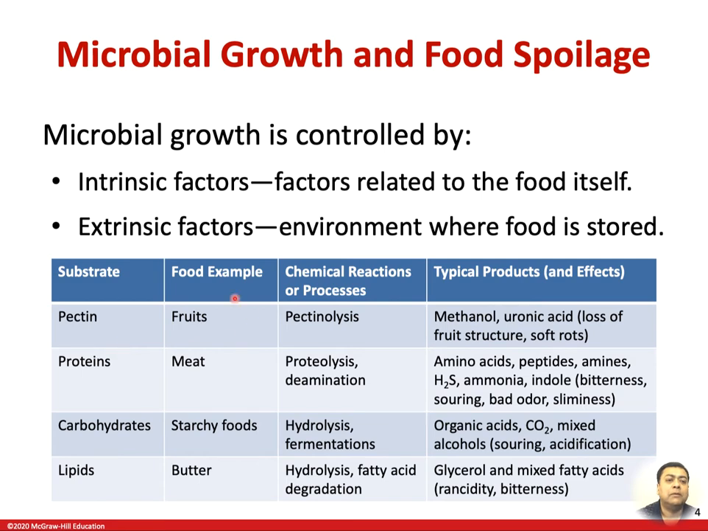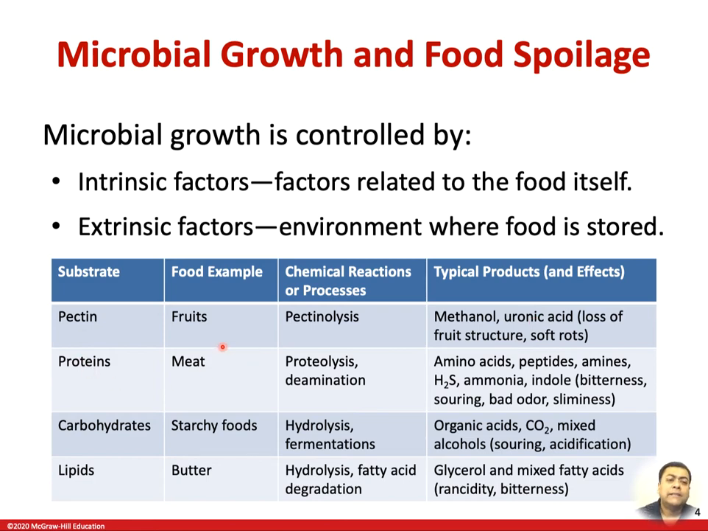For example, many fruits contain a complex carbohydrate, pectin, and pectinolysis is the breakdown of the pectin. When different microbes break down pectin, which is called pectinolysis, it will produce methanol and uronic acid, and this will lead to soft rot and loss of the food structure.